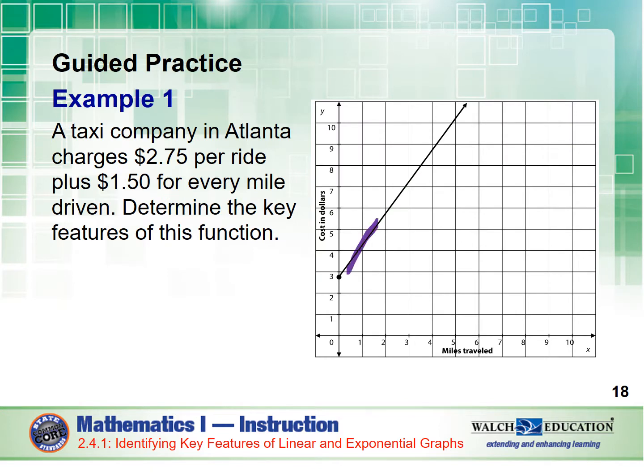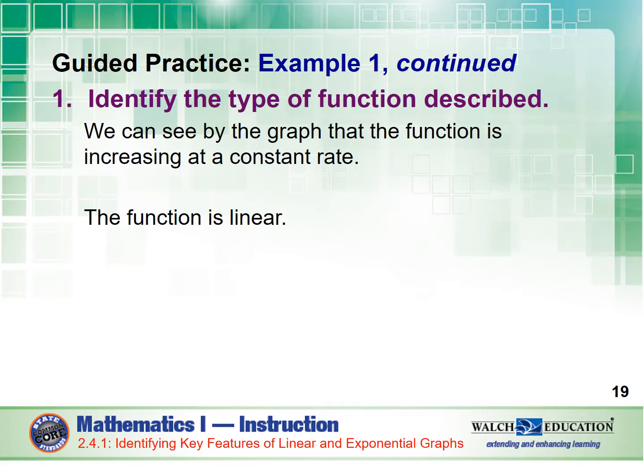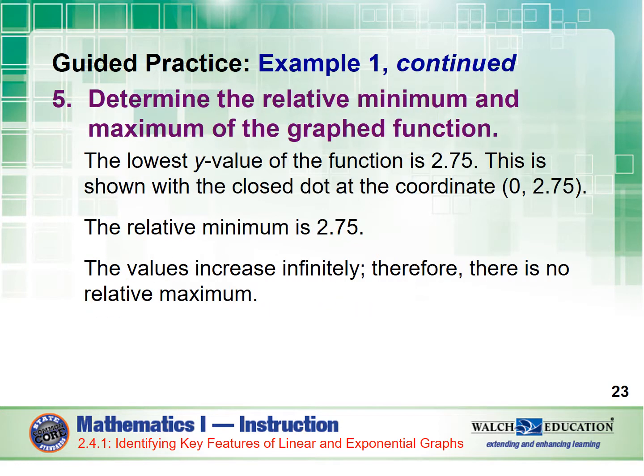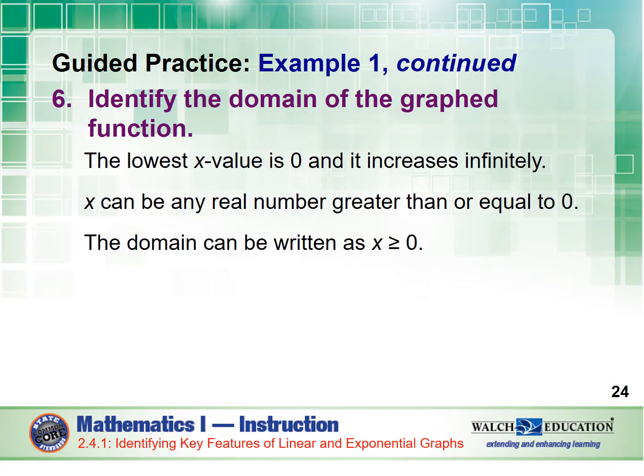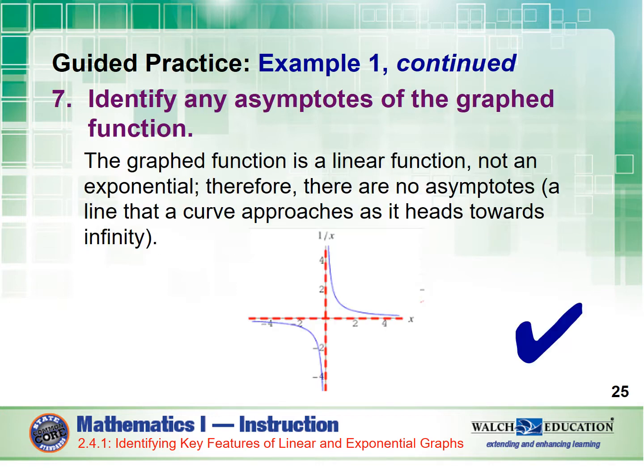Okay, it goes on forever, no maximum. That's our minimum, it's the lowest point. And identify the domain. The domain can be written for this one as x is greater than or equal to 0. So the lowest x value is 0, and it increases infinitely. Because it increases infinitely, we can safely say that x is greater than or equal to 0.